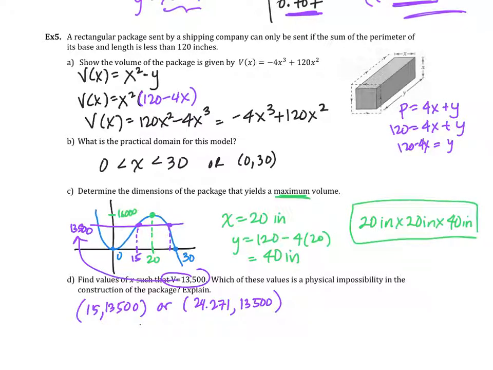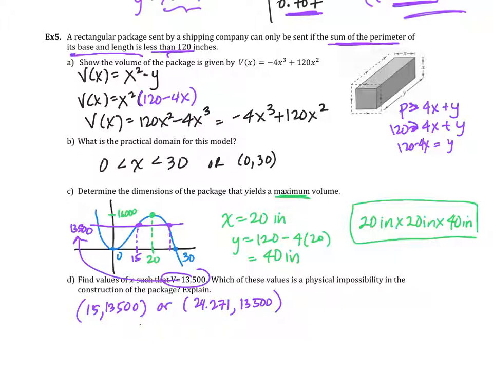All right, so here I've completed the question. It says a rectangular package sent by a shipping company can only be sent if the sum of the perimeter of its base and length is less than 120 inches. So I should have put less than 120 inches, but I didn't, sorry. So the perimeter has to be less than 120 inches.